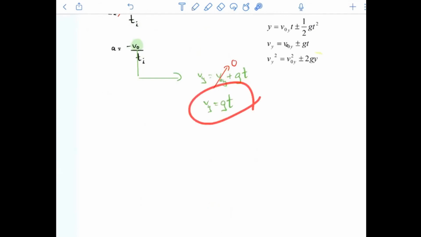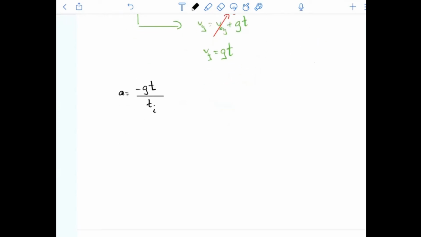Okay, I'm trying to come up with one single formula, so do a back substitution. When you do a back substitution, you end up getting negative g times t divided by the impact time.